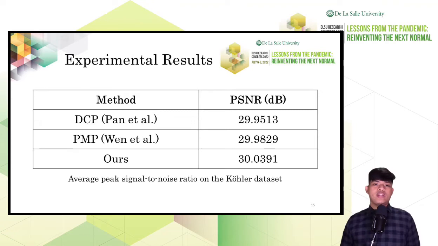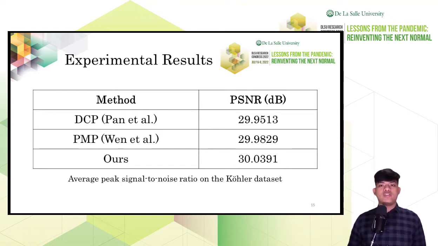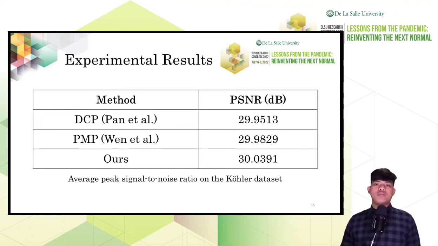So we evaluate the proposed algorithm on the benchmark dataset provided by Kohler et al., 2012. The said dataset contains 48 blurry images generated from 4 high-quality base images combined with 12 camera motion trajectories that are used to form a non-uniform blur.